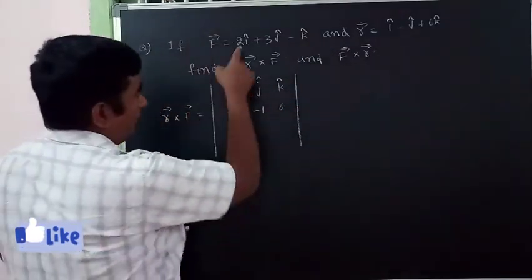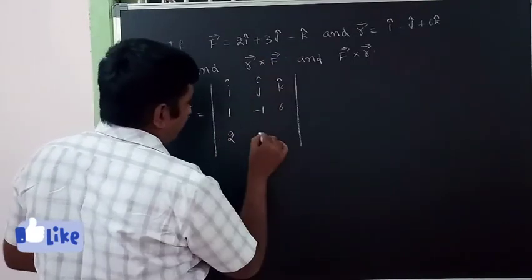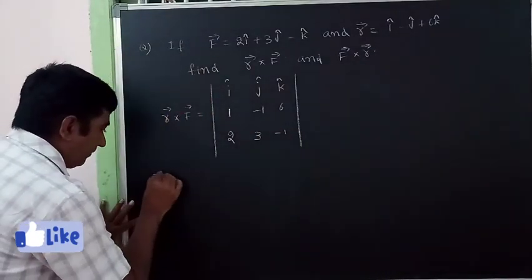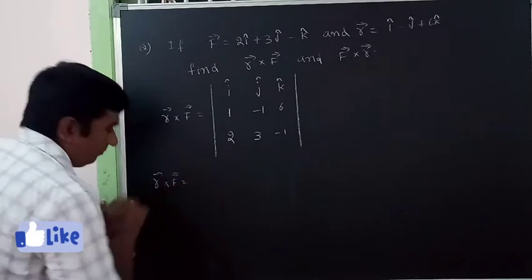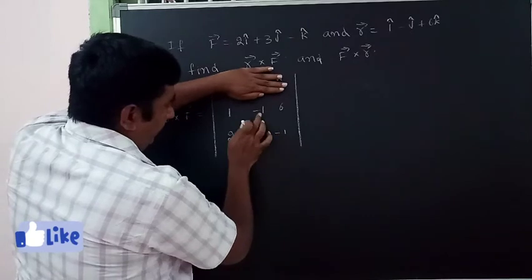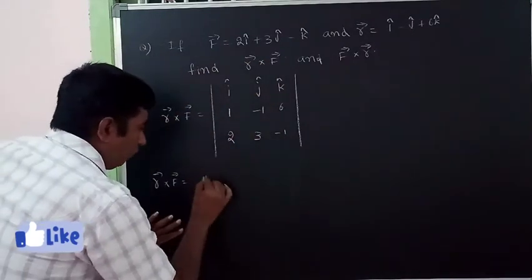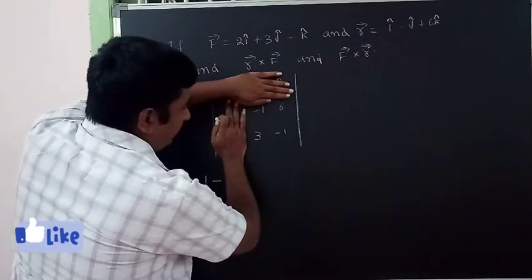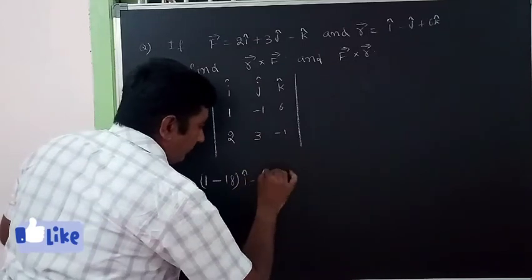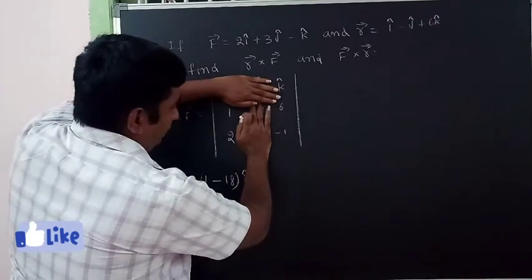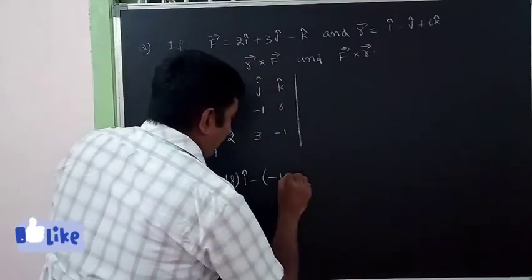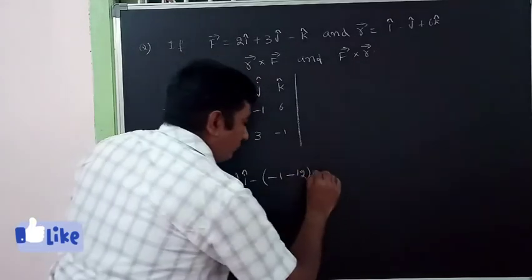Next, f vector, so i is 2, j is 3 and k is -1. So r vector cross f vector. While finding the first i, we can do it like this. Here minus minus plus, that is 1 minus 6 3 is 18 into i cap. Next one is minus. So minus 1, 6 2 is 12, that is minus 12 into j cap.